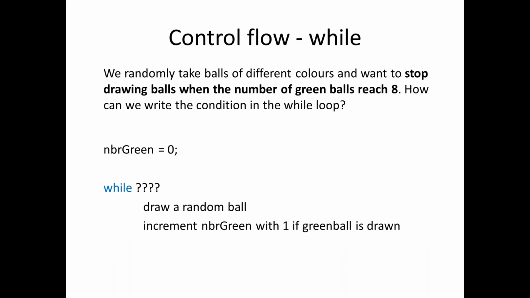Here is another example of a while loop. We have a while loop where we randomly draw balls of different colors inside the loop. We have the variable number green, which is counting the number of green balls that have been drawn. Number green is incremented with 1 each time a green ball is drawn in the loop. How would you write the condition in this case? Pause the video and try to figure it out.